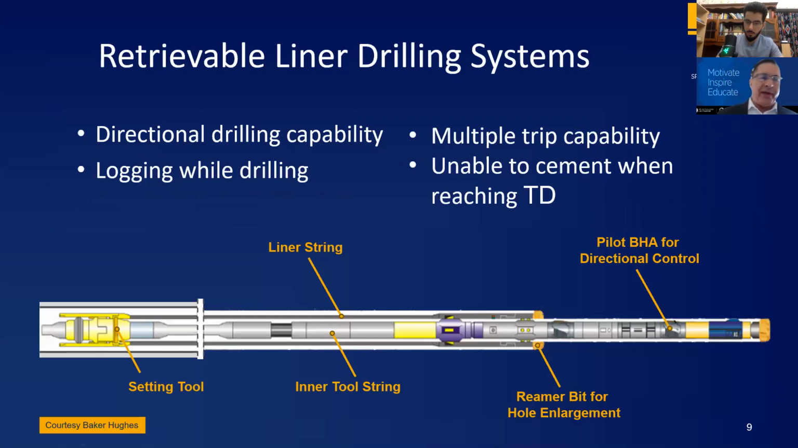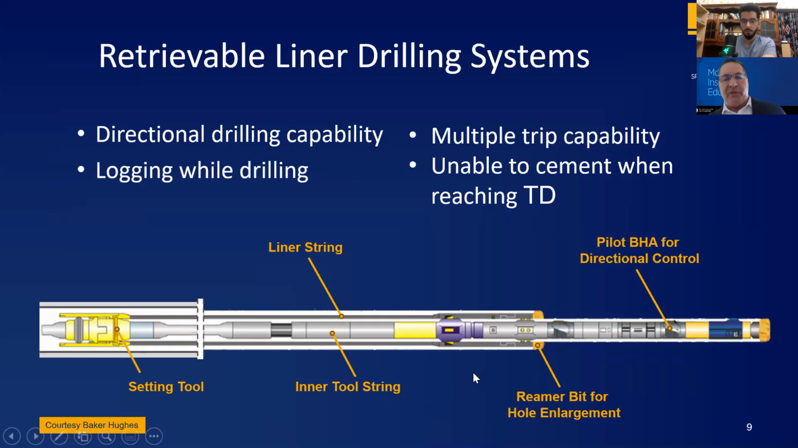Now, on the other hand, retrievable liner systems, Baker and Schlumberger have these. These do have directional capability. You have a pilot BHA here with a pilot bit and an under-reamer attached to the liner itself. Basically, for example, if this is a 9 5/8 inch liner and you're drilling a 12 1/4 inch hole, this pilot bit's going to be about 8 1/2 inches. This reamer is going to be about 12 1/4 inches to allow this 9 5/8 inch liner to pass through that 12 1/4 inch hole. You have your liner tools up here.